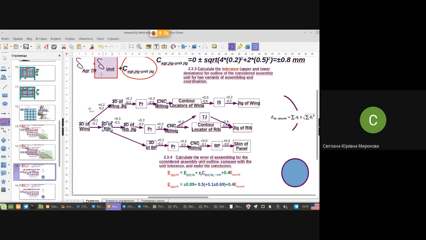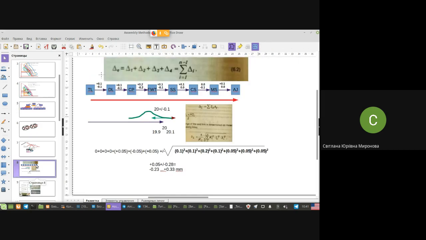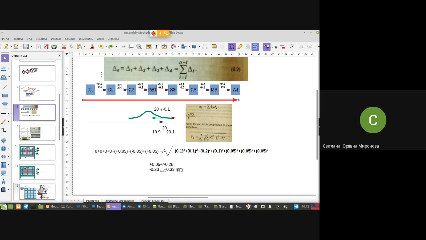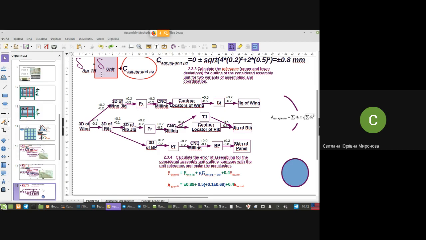I should pass along this line, like it was an example with one line. I should pass with one line from beginning to the end, calculating through all these stages, and you already know what is the error of jig. Okay, let's come back. Once again, in order to know what is error of jig, I should do calculations along this line.